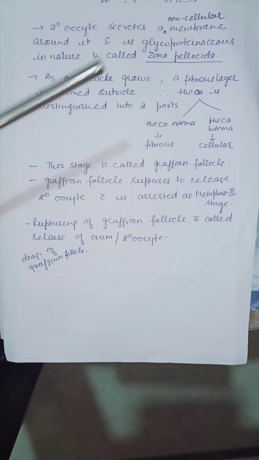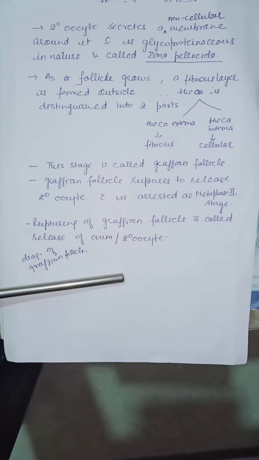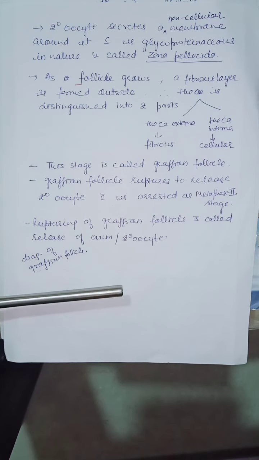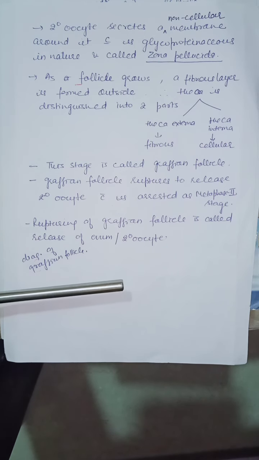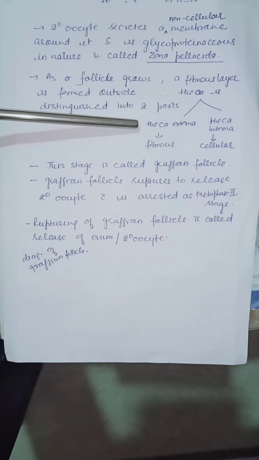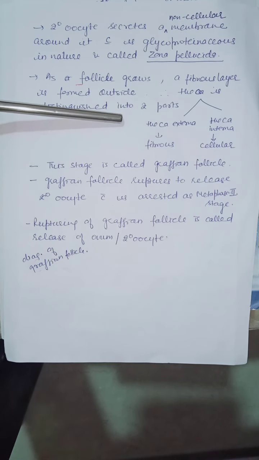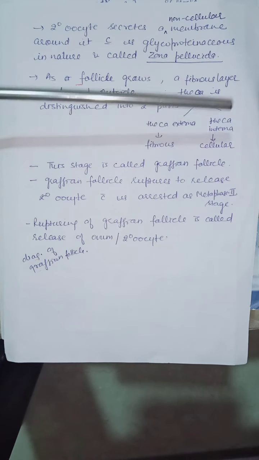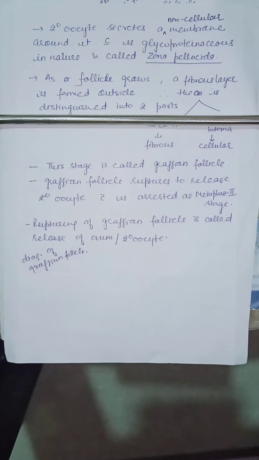Children, note down. Graafian follicle has secondary oocyte. Graafian follicle has zona pellucida. Graafian follicle has theca in differentiated form, that is theca externa and theca interna. Theca externa is fibrous and theca interna is cellular. So I am going to summarize this whole process.